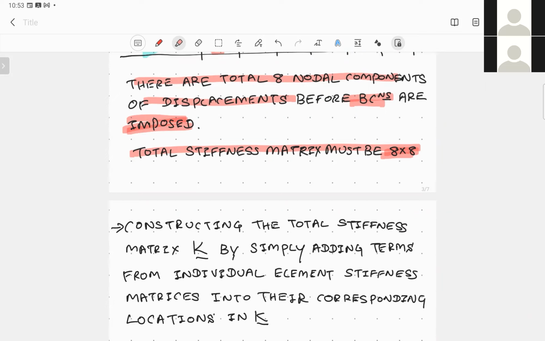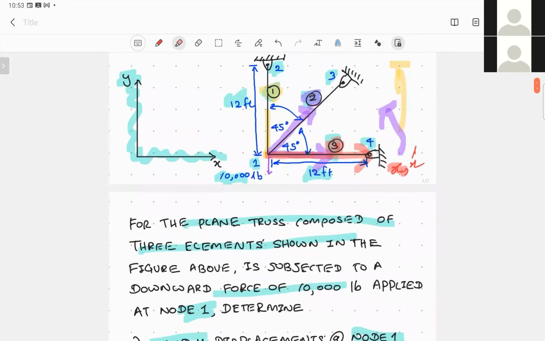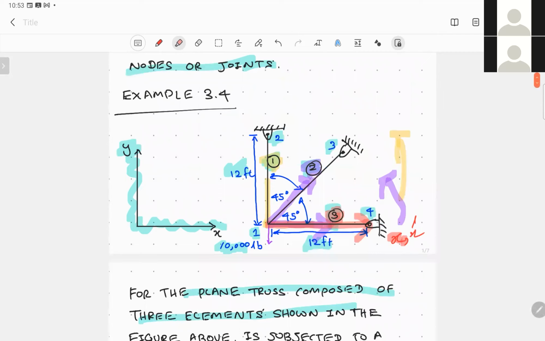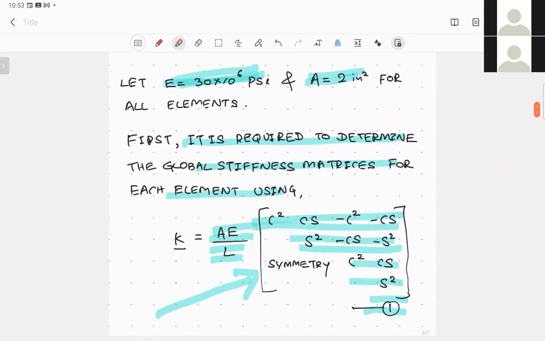And for each element, how many nodes do we have? Let's consider element number 3. Element number 3 has 2 nodes. Each node has 2 degrees of freedom in the x and y direction. So altogether, each element will have 4 degrees of freedom, meaning the stiffness matrix for each element would be a 4 by 4 matrix.